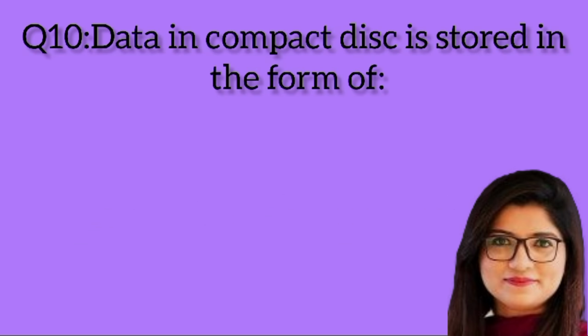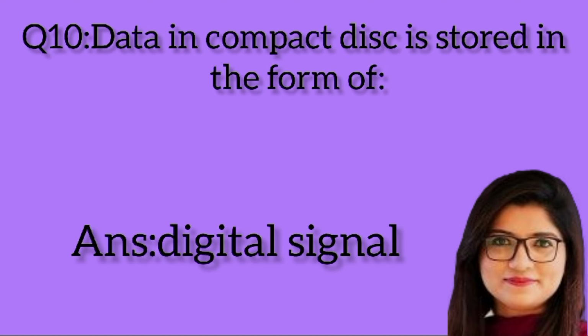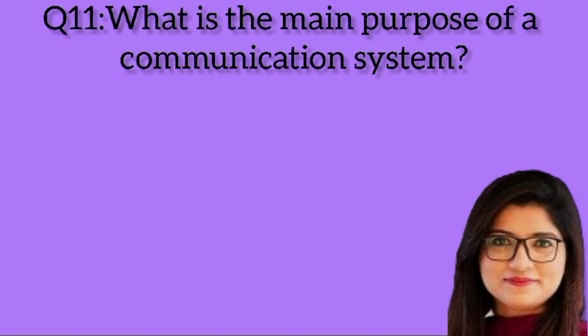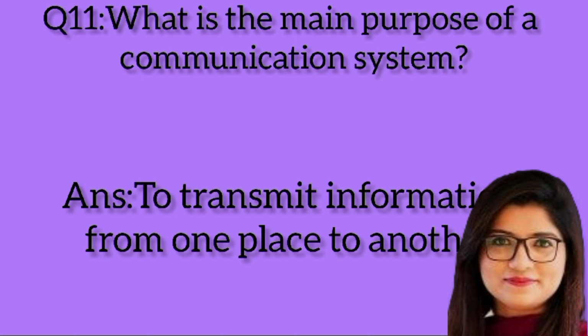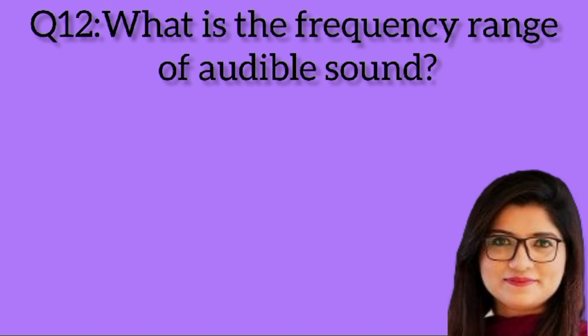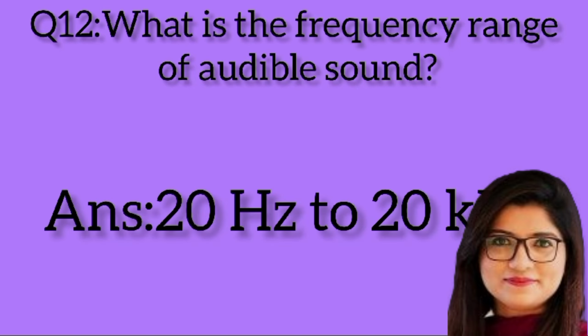Question 10. Data in a compact disk is stored in the form of? Answer: digital signals. Question 11. What is the main purpose of a communication system? Answer: the transmission of information from one place to another. Question 12. What is the frequency range of audible sounds? Answer: 20 Hz to 20 kHz.